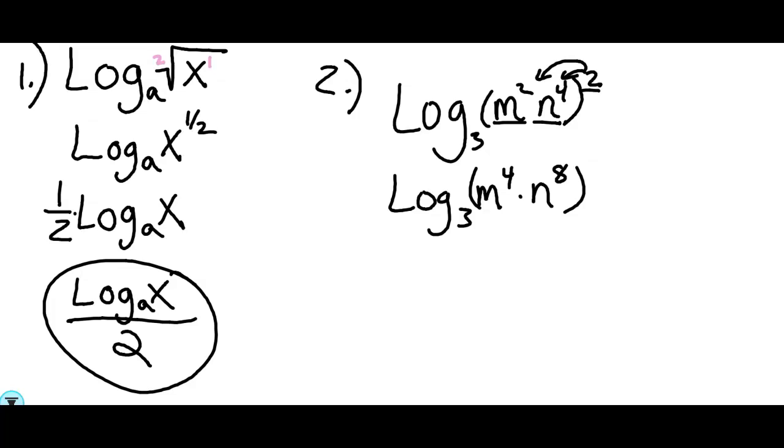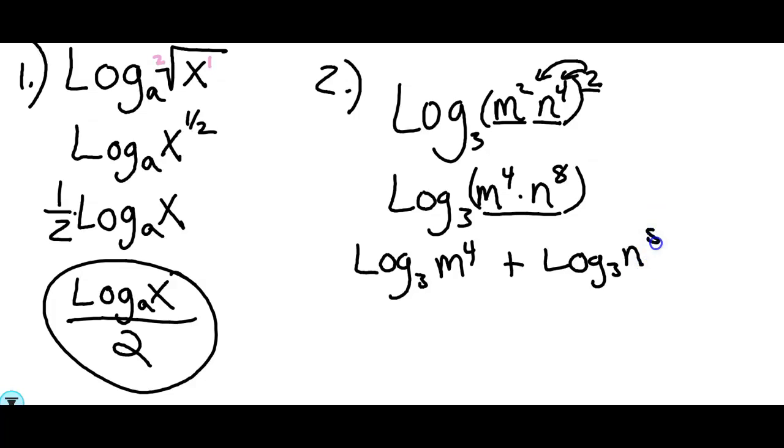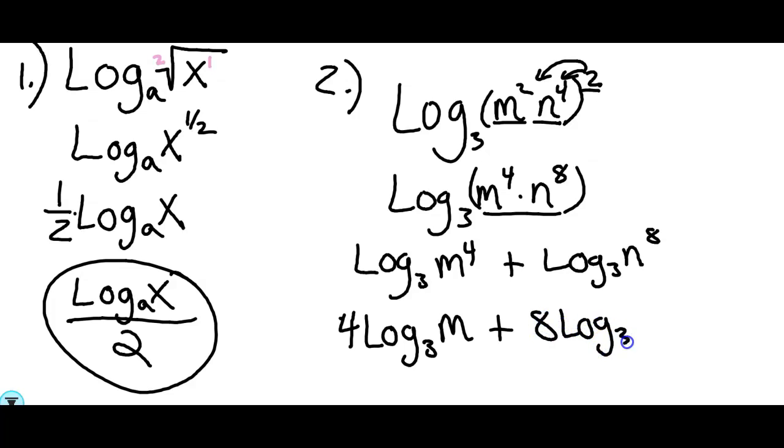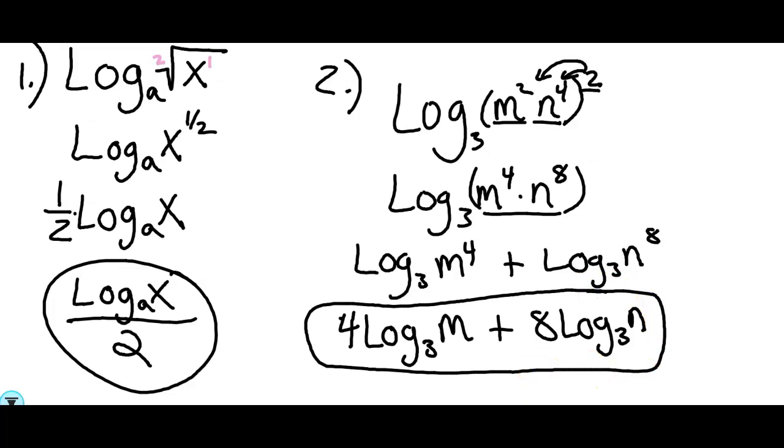Okay, so we have here rule 1, right? We could write that as log base 3 of M to the 4th plus log base 3 of N to the 8th, and then we can throw the numbers to the front using that 3rd rule. Okay.